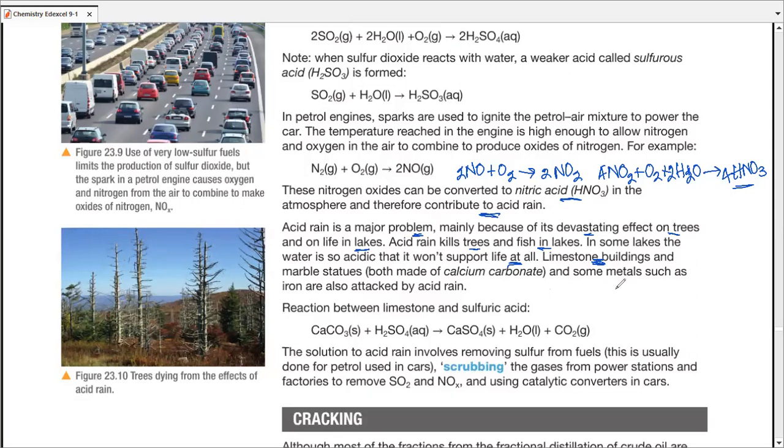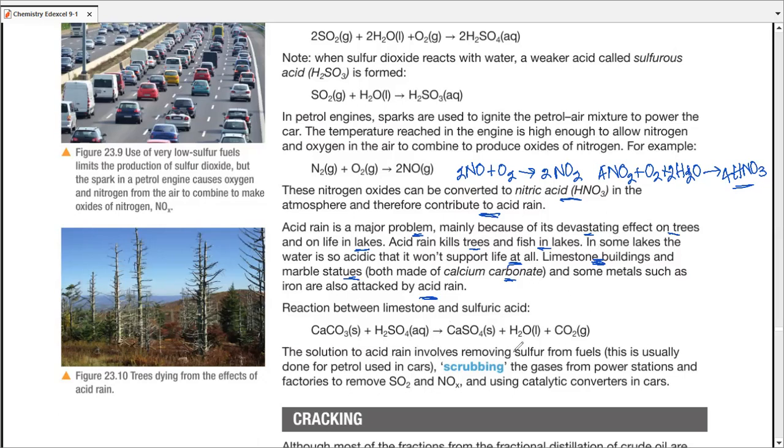For example, buildings, limestone buildings, marble statues, both are made of calcium carbonate. They can be attacked by acid rain and they can be defaced or deshaped. This is the reaction. Sulfuric acid can easily dissolve calcium carbonate and convert it into other material, which destroys the whole beauty of the buildings or statues to a point where they can collapse.